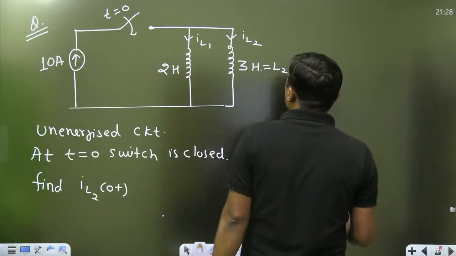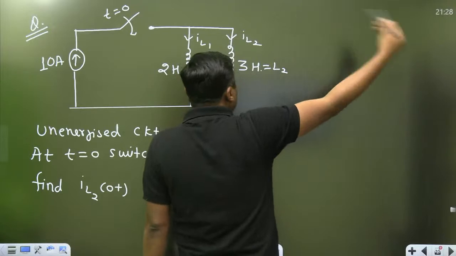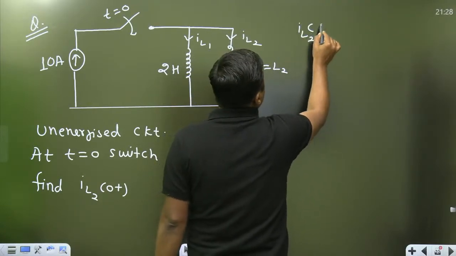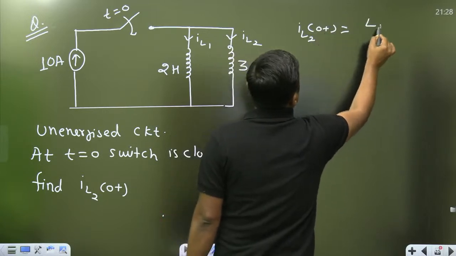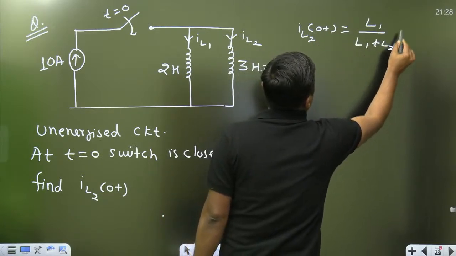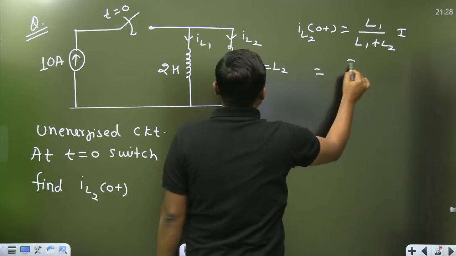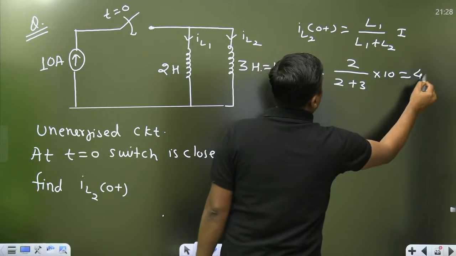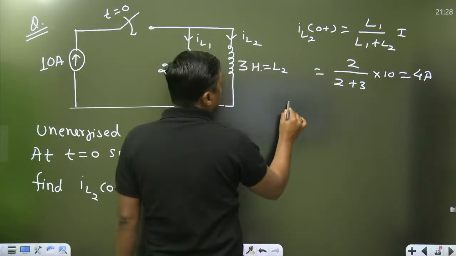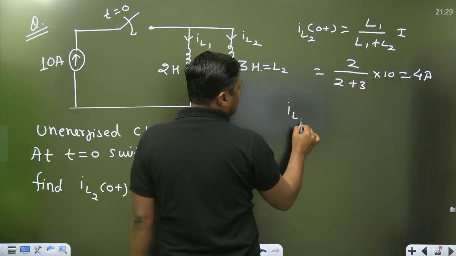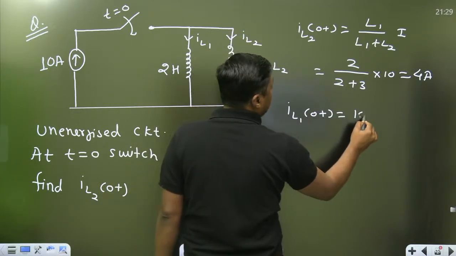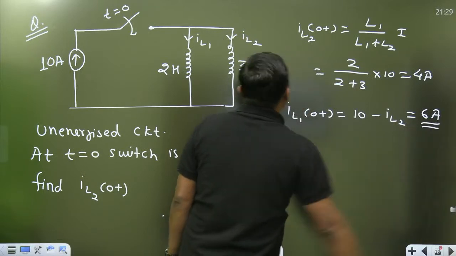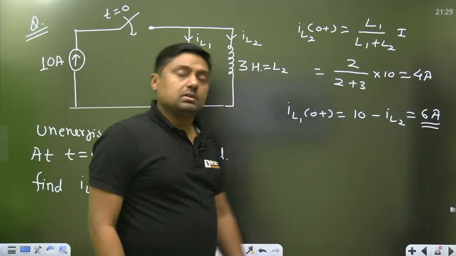So what is the answer for this question? In any numerical, you can directly write the current division rule. That is 2 divided by 2 plus 3 into 10. The answer is 4 ampere. And what is the current through the other inductor? IL1 at 0 plus is nothing but 10 minus IL2, that is 6 ampere. So 4 ampere and 6 ampere is the right answer.